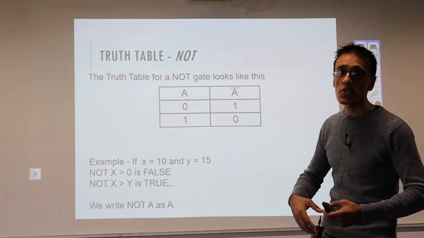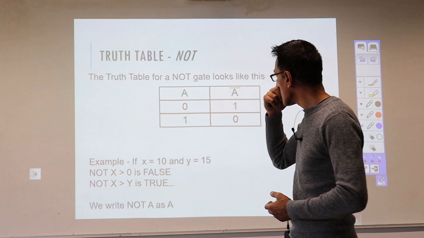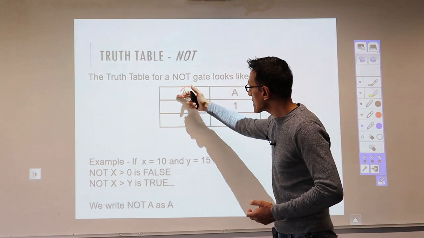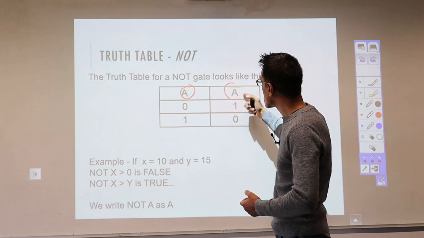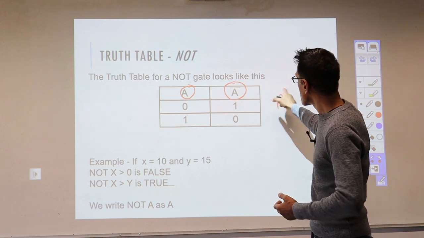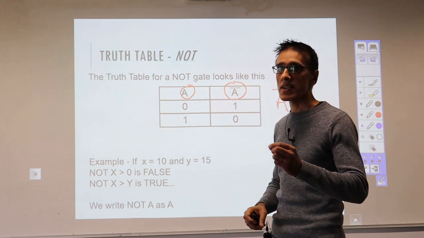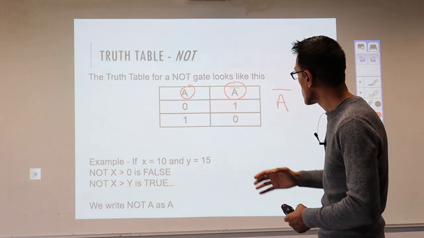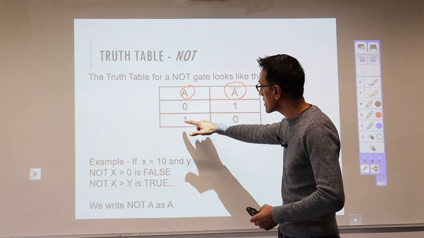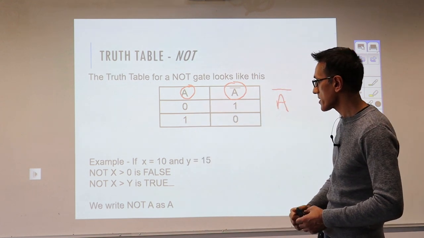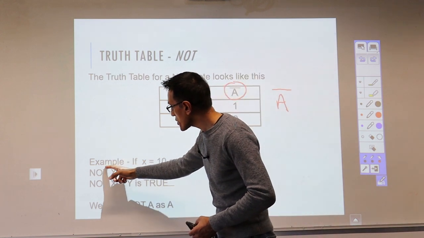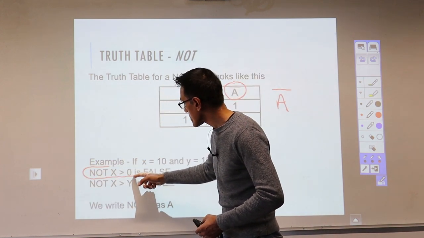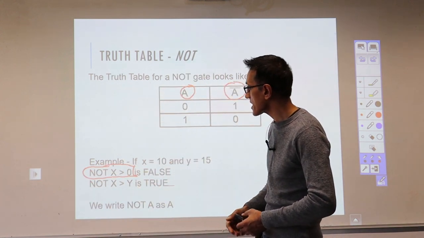The truth table for a NOT gate, this is what it looks like. Standard table, input value of A, output value A bar, which signifies that a NOT is performed on it. So when you have a 0, it becomes a 1. You've got a 1, it becomes a 0. This is it shown in an expression. Let's look at the first expression, NOT x greater than 0.